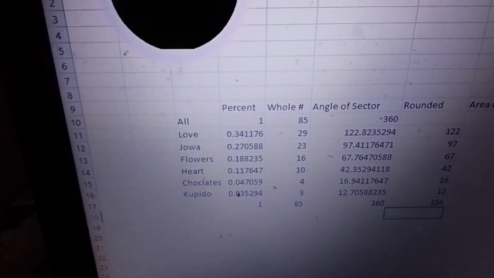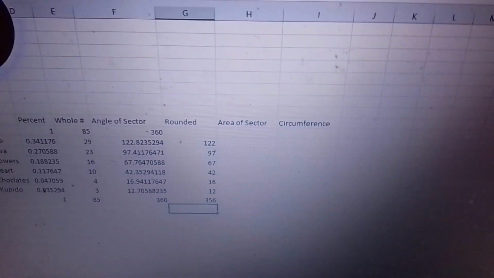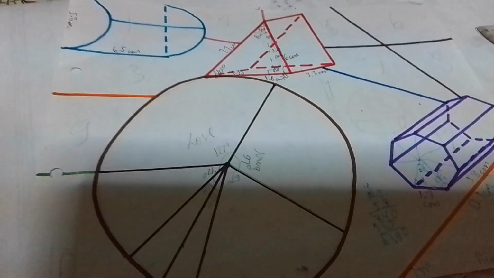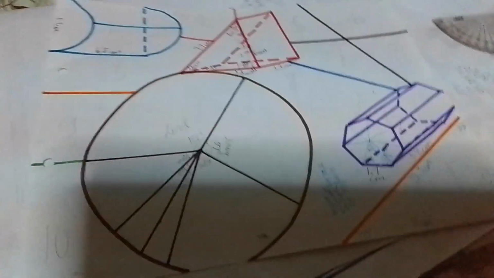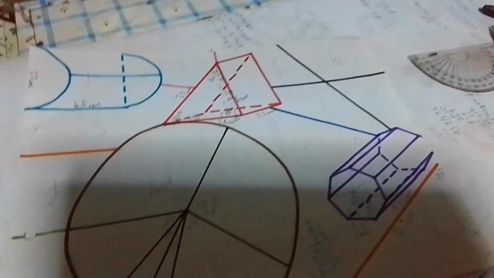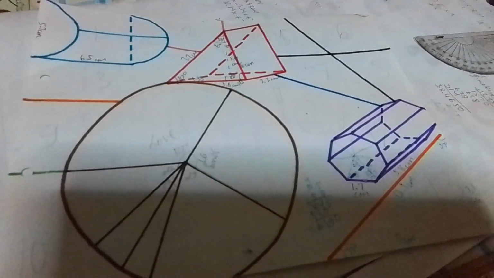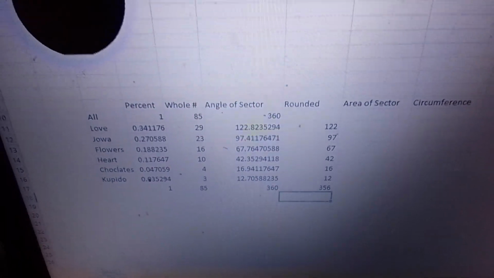Here's our chart so far. We have the percent, the whole number, and the angle of sector. The numbers I gave here are just rounded. Everything should be equivalent to 360, but it can't be like that. Although it's okay if it were like this, since it still fits my protractor, the only problem is that it's not equivalent to 360. We got a sum of 356, so it's lacking. We should use the real numbers.